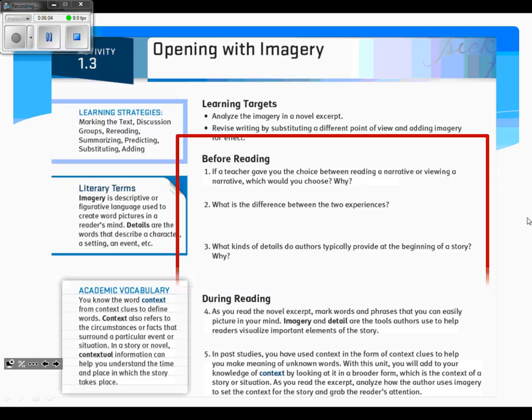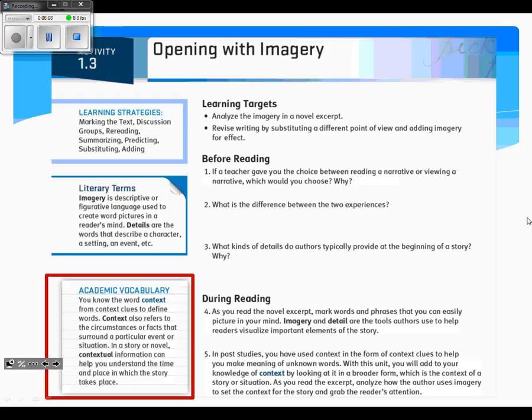All right, we're going to move you right along to the next part. We're going to focus in on the academic vocab. There's a lot of information in that box, but there's only 2 sentences that you really need to be aware of. So could you read just the first 2 sentences in that academic vocab box, Taylor? You know the word context from context clues to define words. Context also refers to the circumstances or facts that surround a particular event or situation.